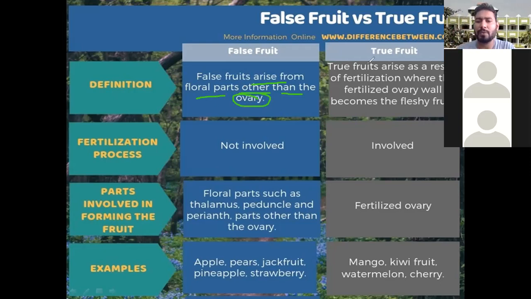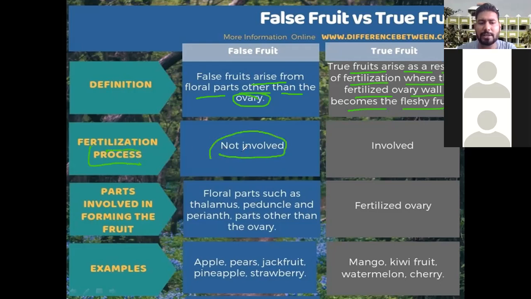Now, true fruits arise as a result of fertilization, where the fertilized ovary wall becomes the fleshy fruit. It is saying true fruits means the ovary wall is involved in the formation of the fruit. And in false fruit, whether devoid of the ovary or along with the ovary, some floral parts of the plant are involved in the formation of the fruit. This is called the false fruit. Fertilization does not involve.